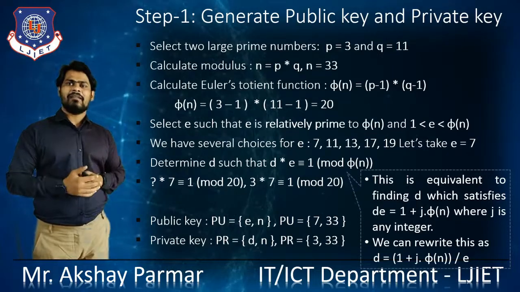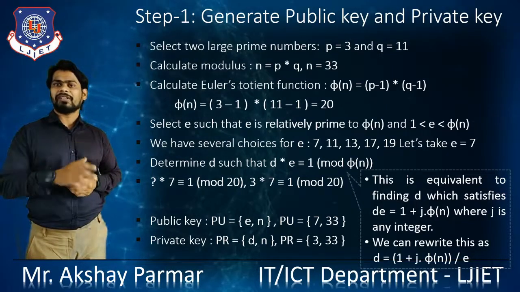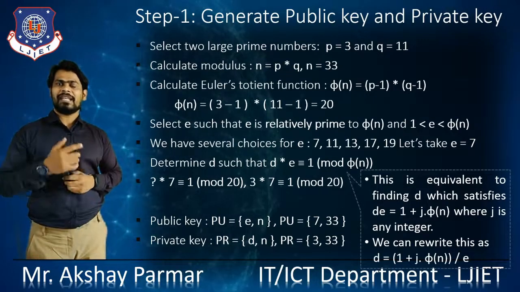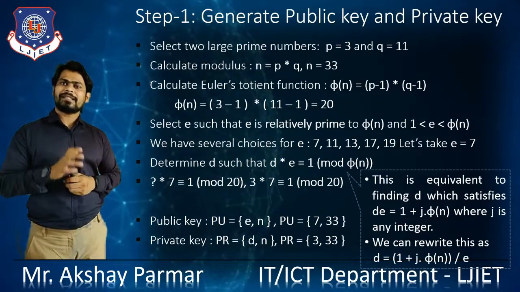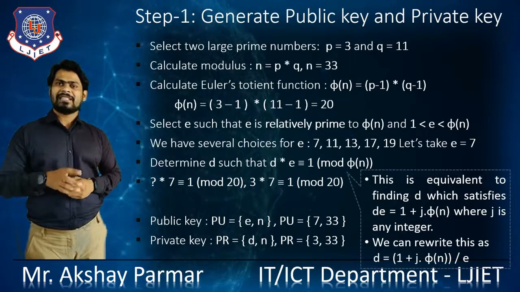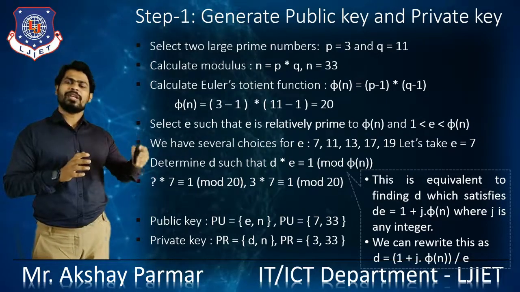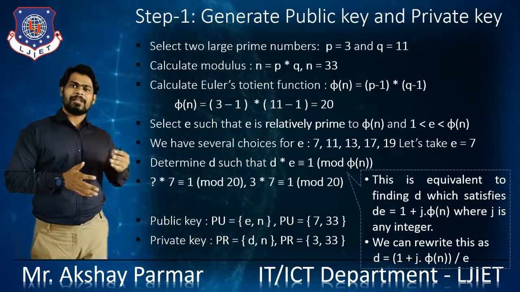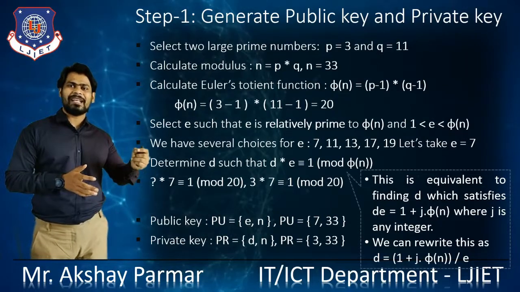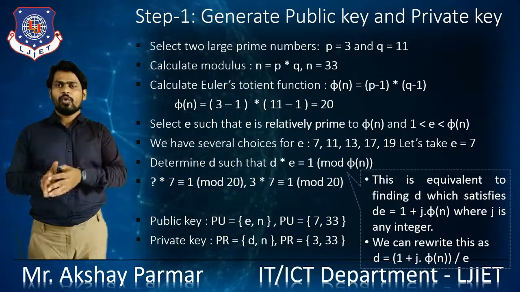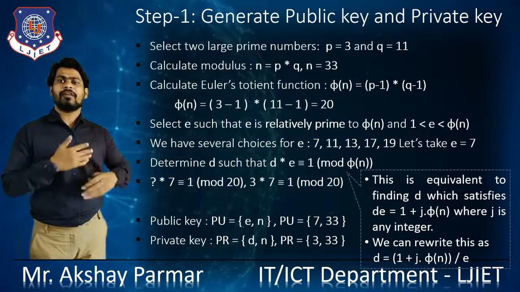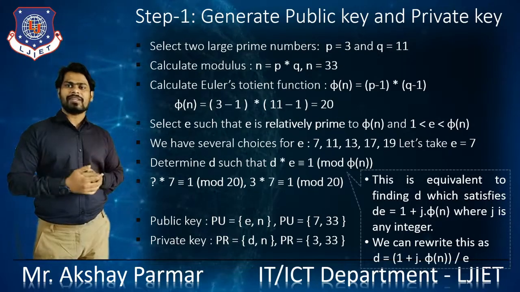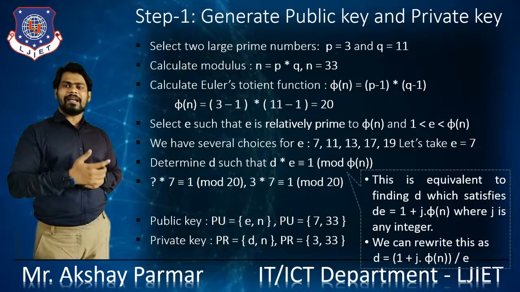After getting n, we need to find the Euler totient function, right? The phi n. So what is phi n in our case? We have selected p as 3 and q as 11. So phi n is equal to p minus 1 into q minus 1. So phi n is equal to 3 minus 1, that is 2, into 11 minus 1, that is 10, right? So 2 into 10 is equal to 20. So our Euler function phi n is equal to 20, right?